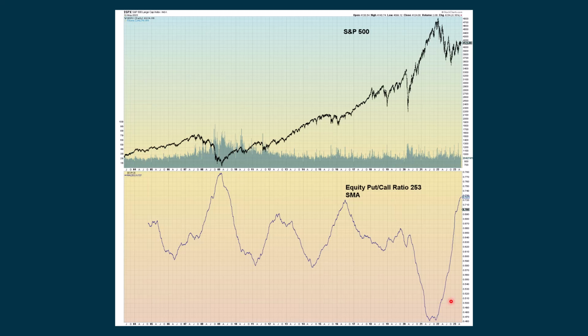This is a really long look at the equity put-call ratio, a 253 simple moving average. That's the number of trading days in a year, and it shows that for the most part, we have been going up overall. I know right now the VIX is very low, but if you look back on this chart, right at the beginning of 2022, that's when we started to hit trouble and started to go up. Well, when we see this turn back down, that should mean a shift into a more positive atmosphere for the stock market.